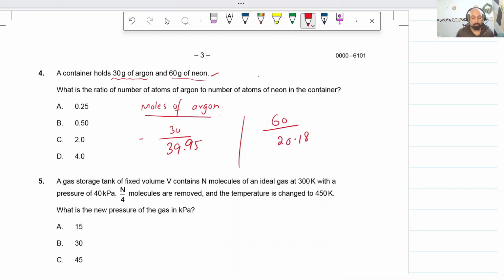Right, now when you calculate these values, you will get the answer, which is 0.75 and 2.99. Now you have to get the ratio of number of atoms of argon to the number of atoms of neon. So let's divide argon with the neon. So what do we get? 0.75 divided by 2.99. So when you just calculate these values, you will get 0.25.